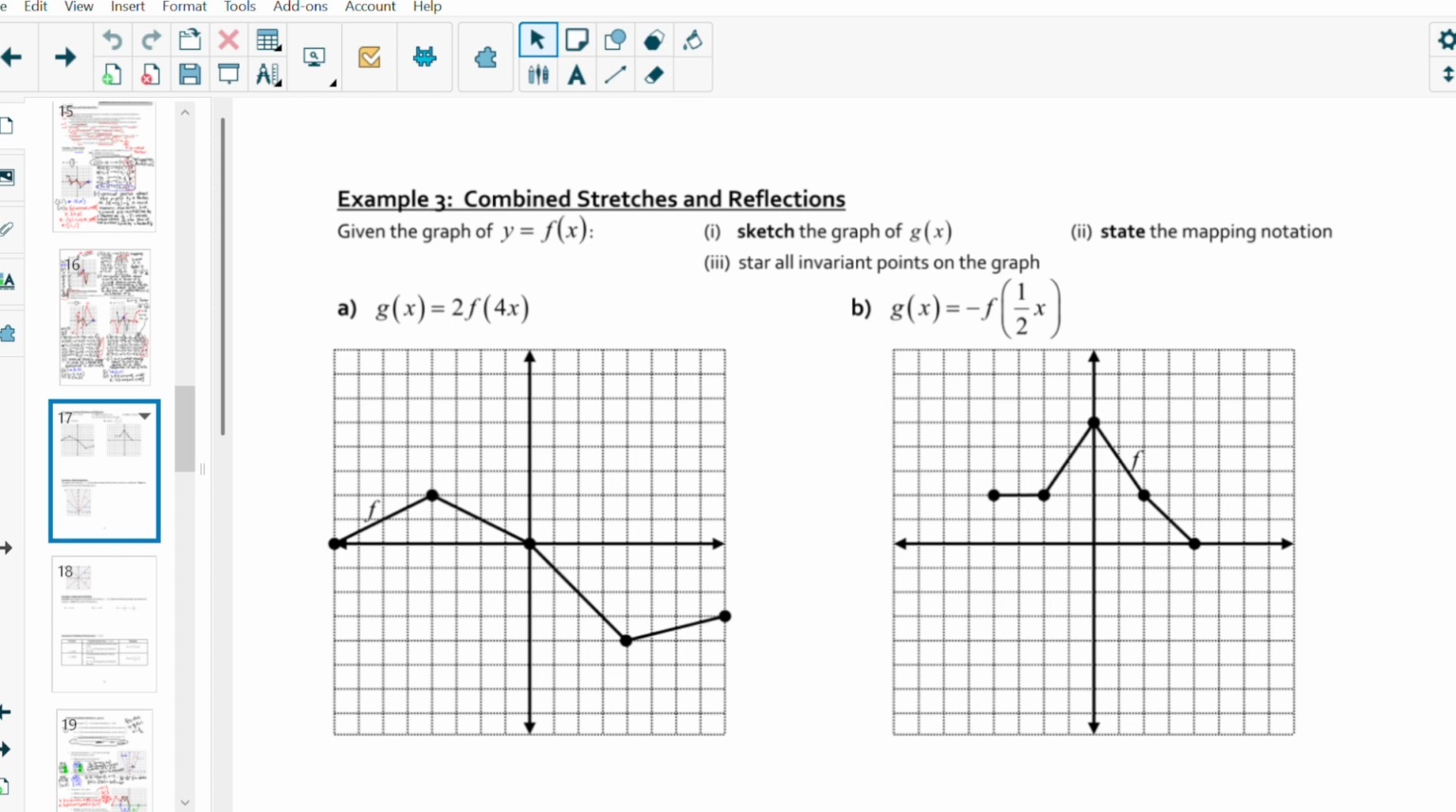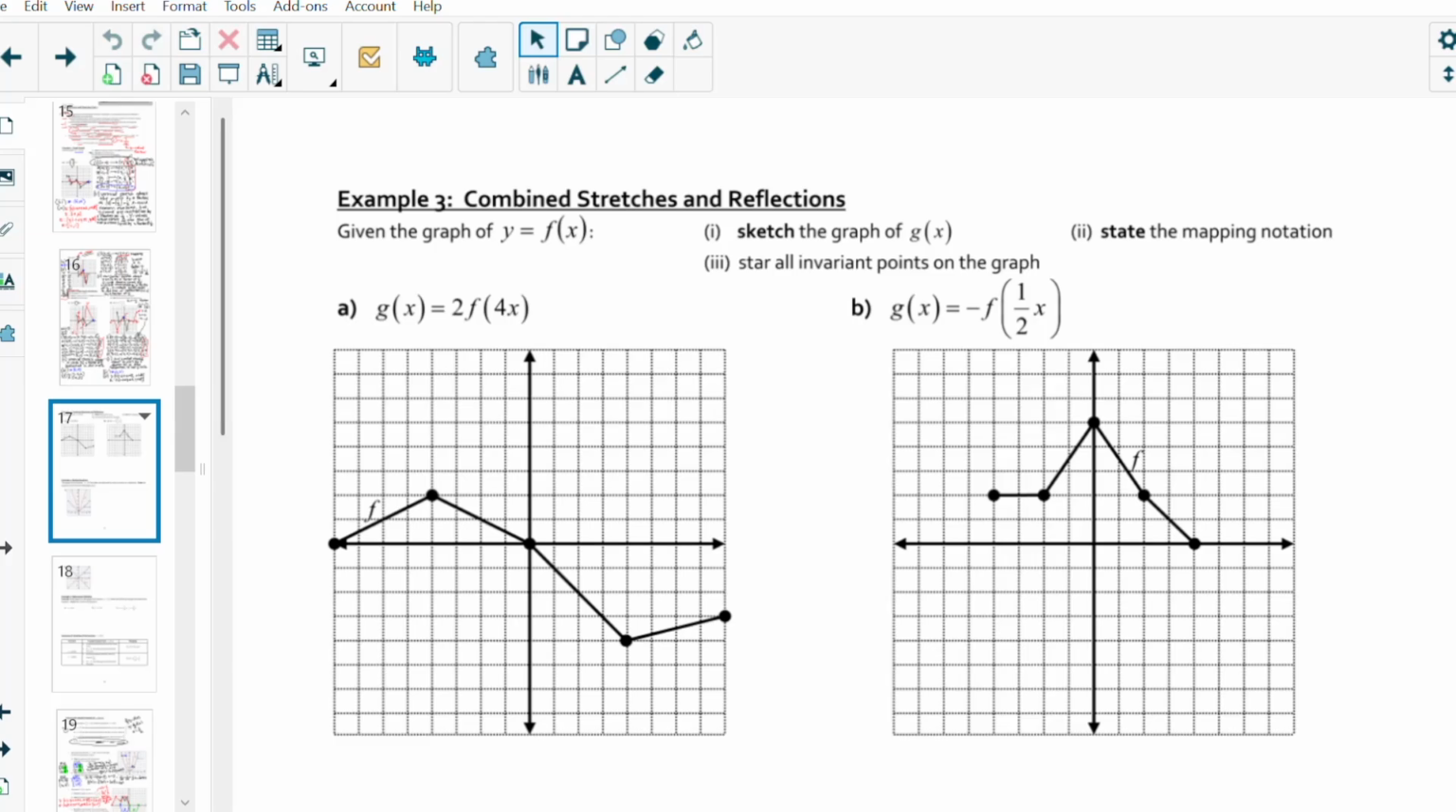Okay, welcome back. We are finishing up here. Example 3, combined stretches and reflections. So we're going to do more examples, and we're going to dial up the complexity as we do these couple examples. So given the graph of y equals f of x, sketch the graph of g of x.